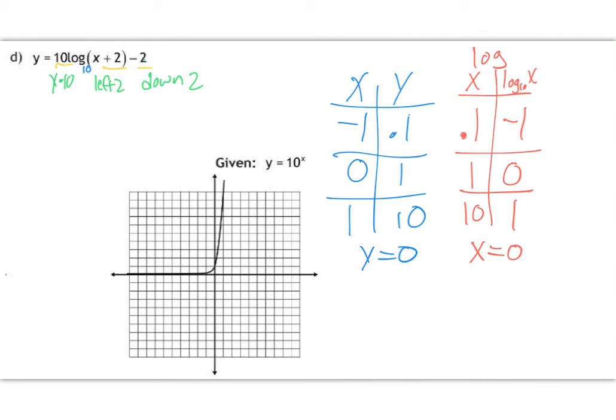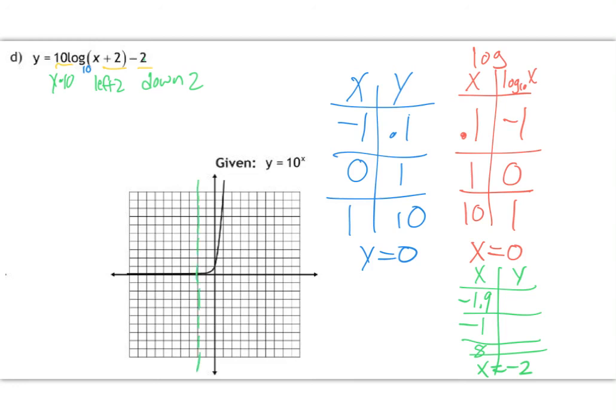I'm going to do the x stuff first. So in my final table, we're going to have 0.1 going left 2 would be negative 1.9. 1 going left 2 is negative 1. 10 going left 2 is 8. And our asymptote would become x equals negative 2. I'm going to put the asymptote on first.